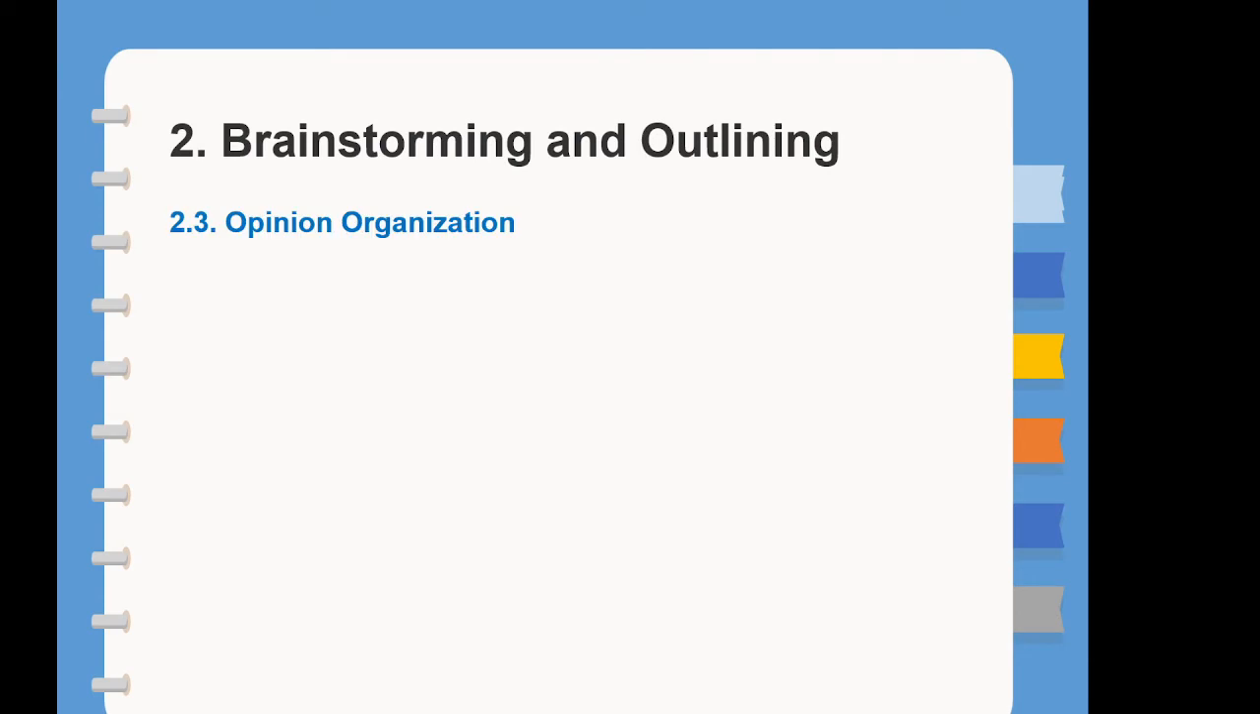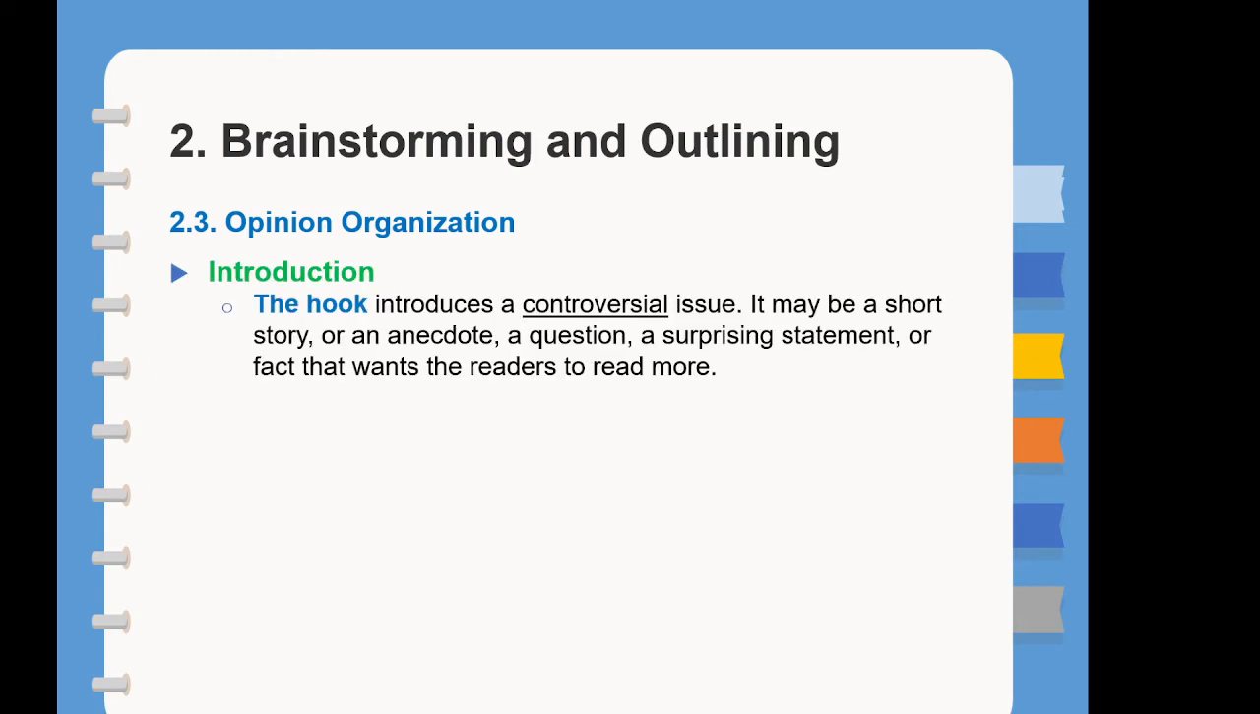And here we come to number two, still number two, brainstorm and outlining, but 2.3. This is the hot point, or important point, of Unit 4. It is about the organization of an opinion essay. Like the other essays, we have the introduction, but something is different in the hook. See the hook?